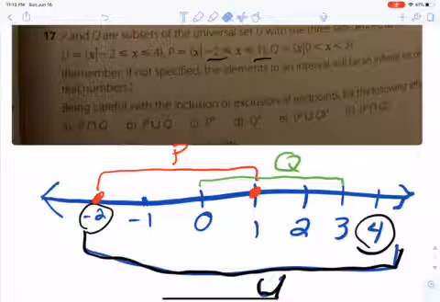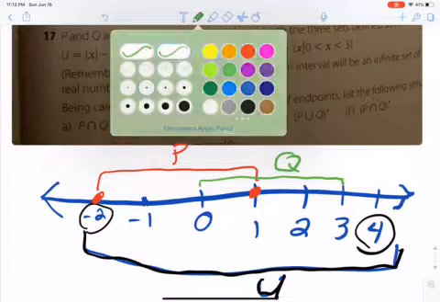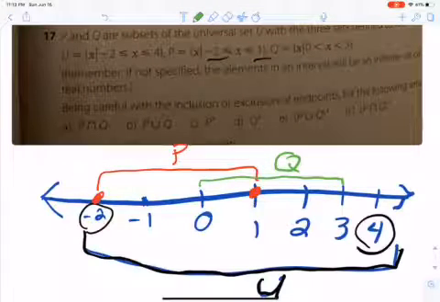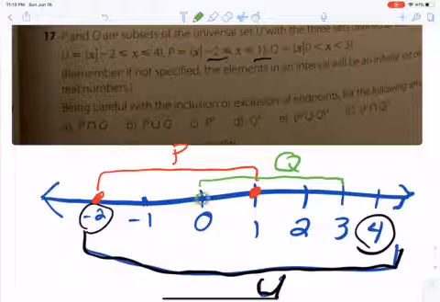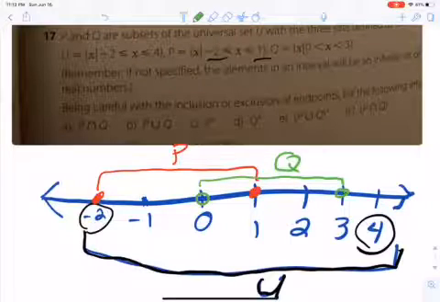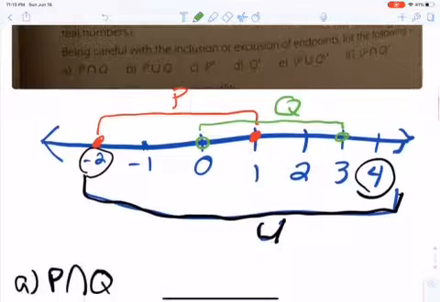Now we have Q, which is x is between 0 and 3. Here's 0, here's 3. For this one, we do not include 0, so I really need an open dot. Remember, if you did this in Math 1 or Algebra 1, you have 0 to 3 with open dots on both, because there are no lines underneath either of those symbols.